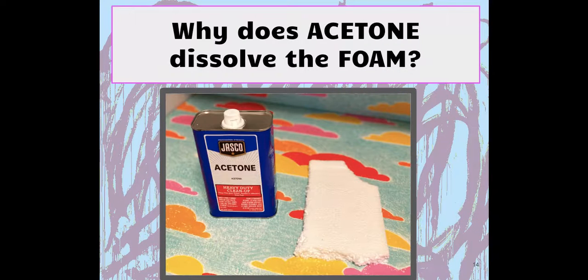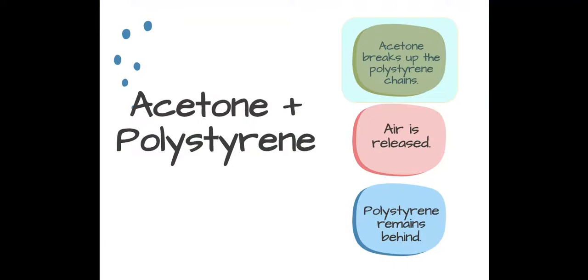So now back to our questions. Why does acetone dissolve the foam? So acetone and polystyrene, when they're put together, the acetone breaks up the polystyrene chains. Then the air is released and the polystyrene remains behind.